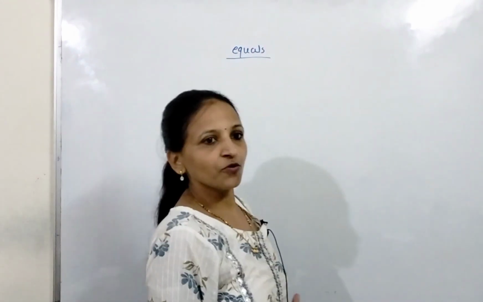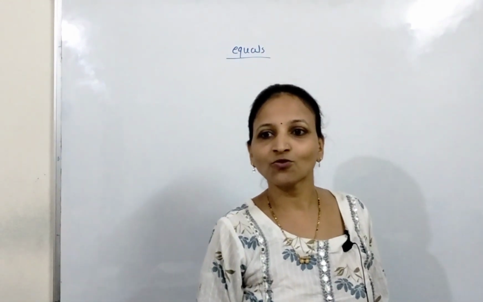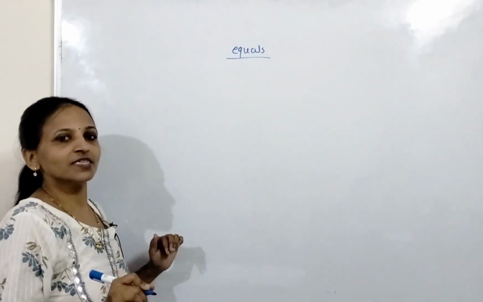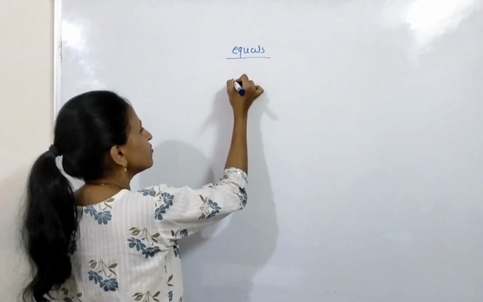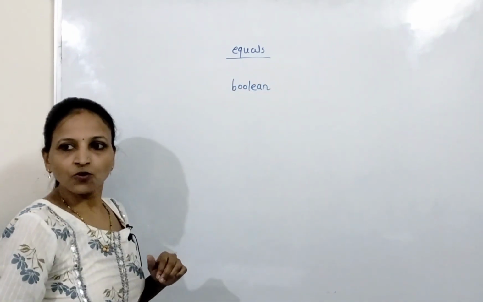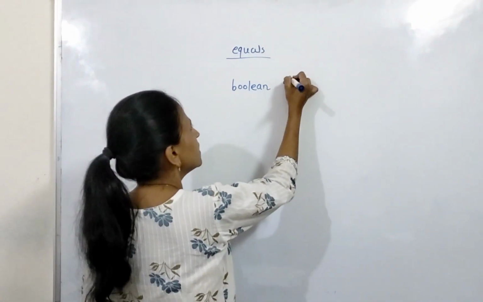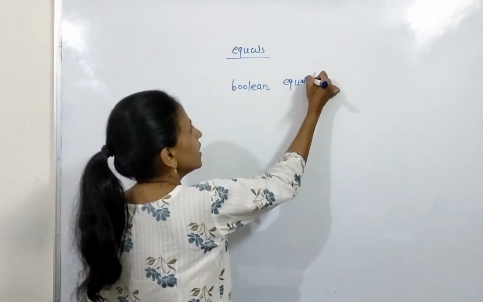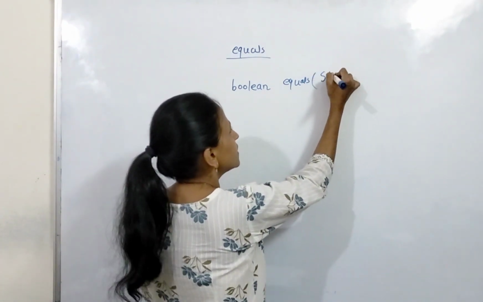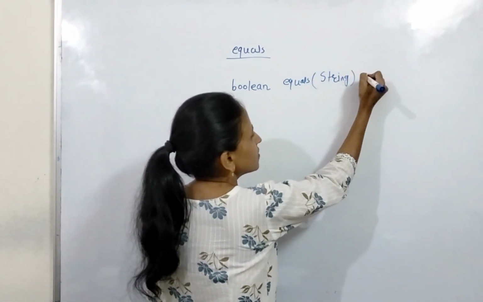Equals means you can check whether two strings are equal or not. The prototype of this method is like this. It will return a boolean value, true or false. The method name is equals, and here you have to pass one string object.